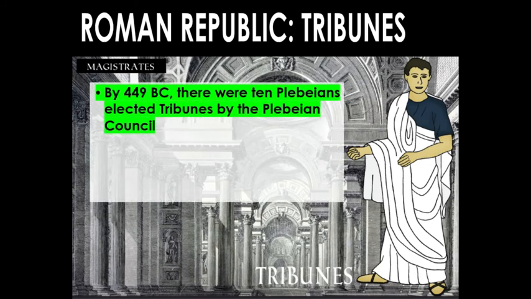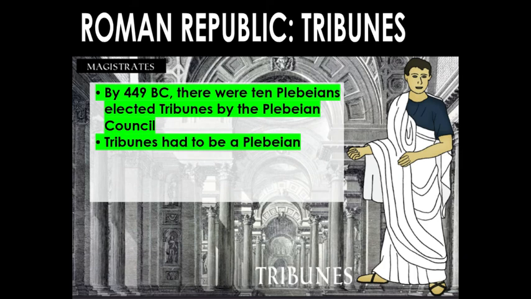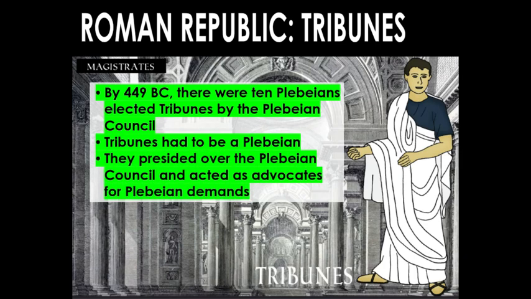In 449 BC, there were 10 plebeians elected tribunes by the plebeian council. Tribunes had to be a plebeian. They presided over the plebeian council and acted as advocates for plebeian demands. Because as you remember, before the conflict that we had with the patricians, plebeians were very much oppressed and not allowed to have the same fair rights as their counterparts, the patricians.